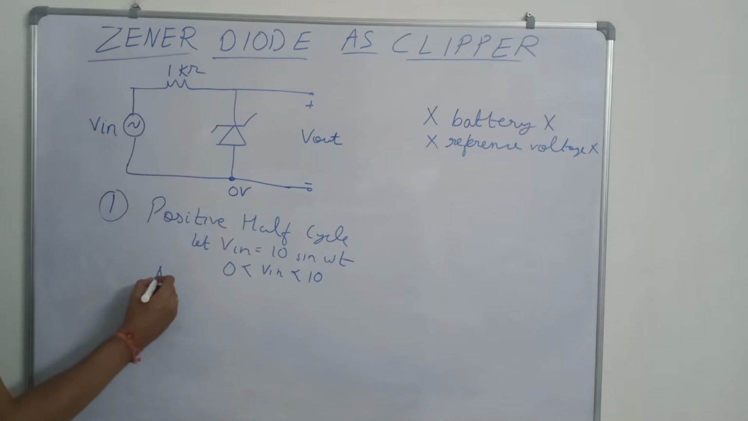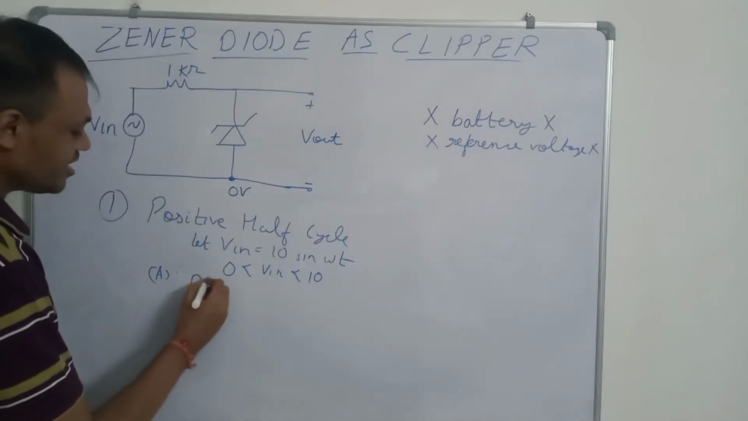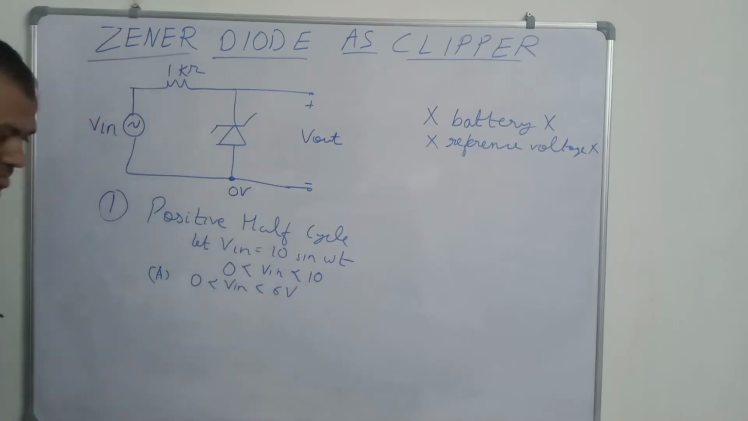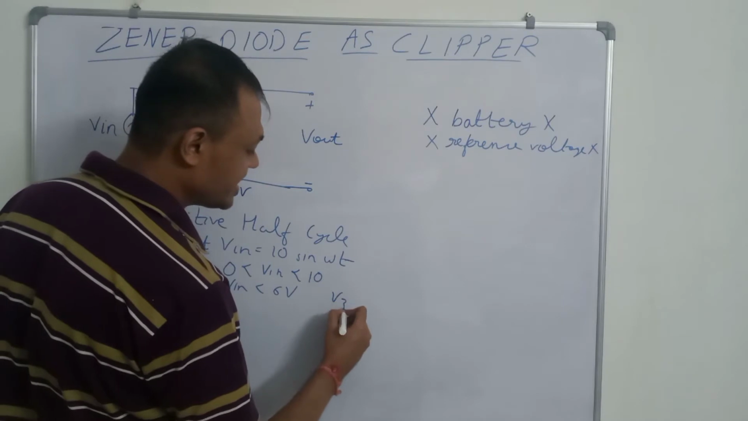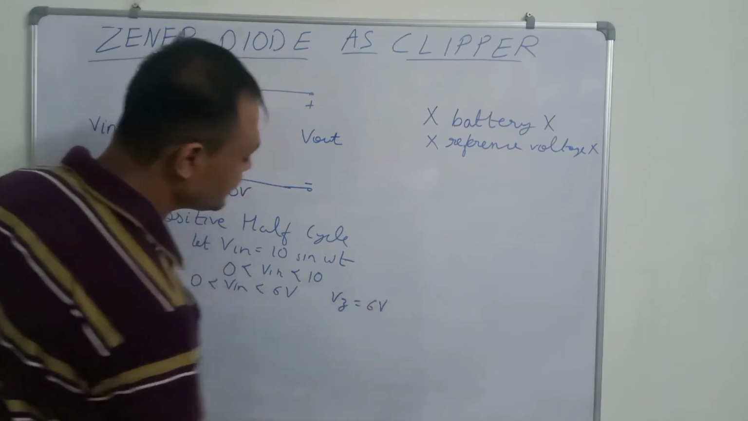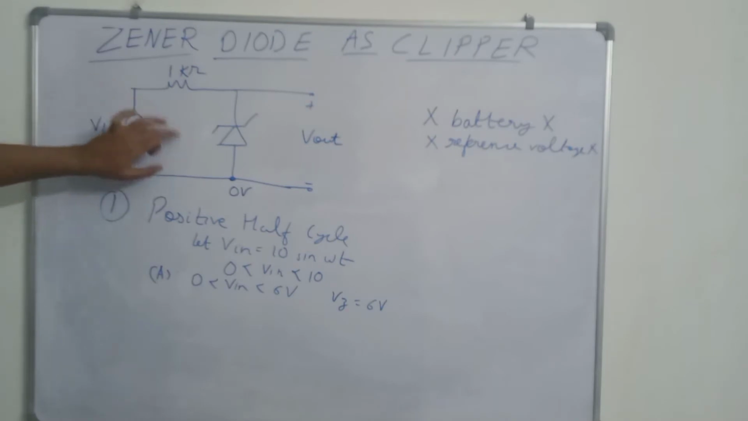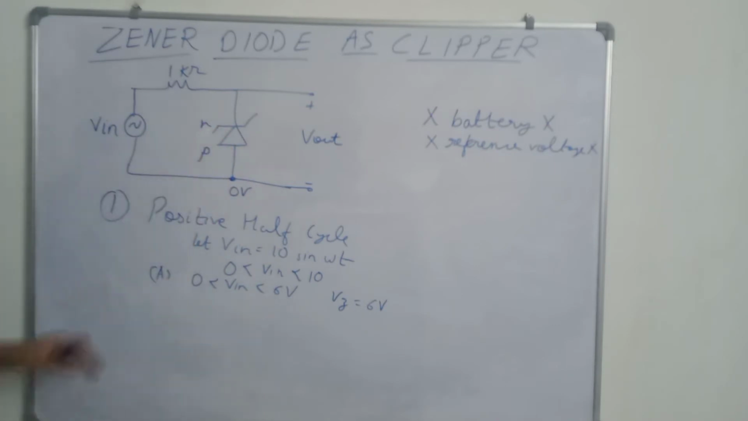In case A, 0 will be less than V in, and V in less than 6 volt. Let the breakdown voltage of this Zener diode be 6 volt. We are taking the breakdown voltage of this Zener diode as 6 volt. So when V in is between 0 to 6 volt, then 6 volt is applied here. This is the positive terminal, this is P type and this is N type terminal.